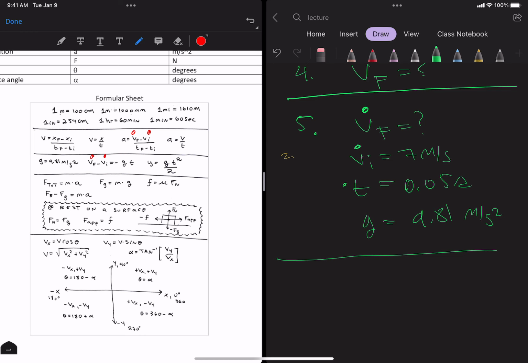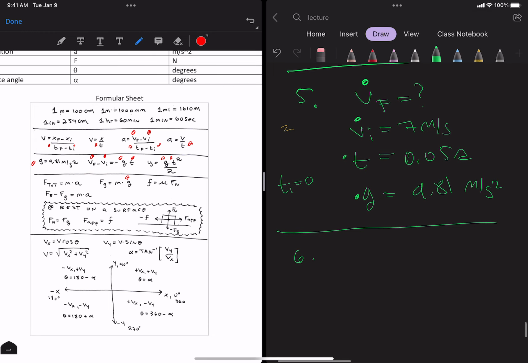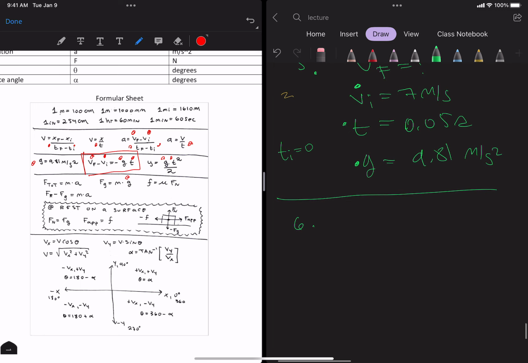And everywhere I see a t, I'll put a dot. But in general, if you're only given one t, then you can always set the initial time equal to 0. So we'll put a dot here, here, here, here, here, here, here, and here. And everywhere I see a g, I'll put a dot. So here, here, here, and here. And again, there's only one equation that has all the terms with a dot, and that's this one. So that's the formula that I will use.